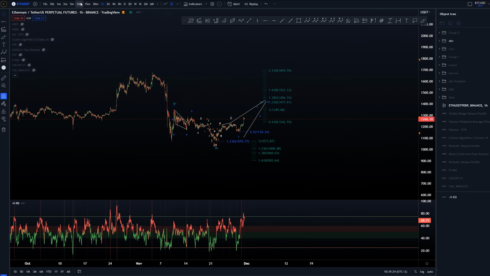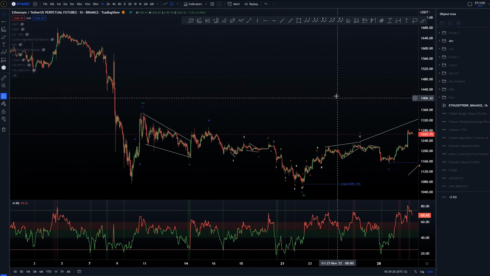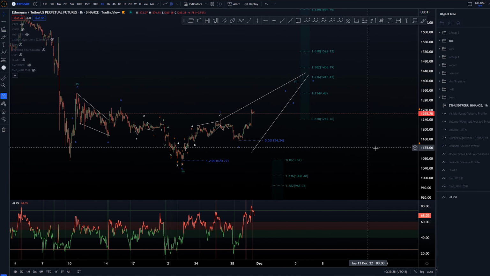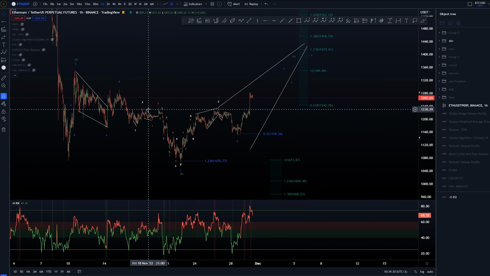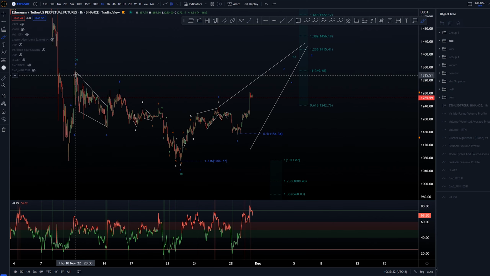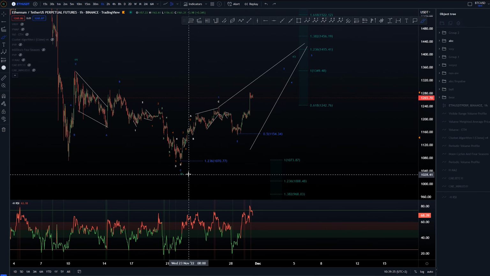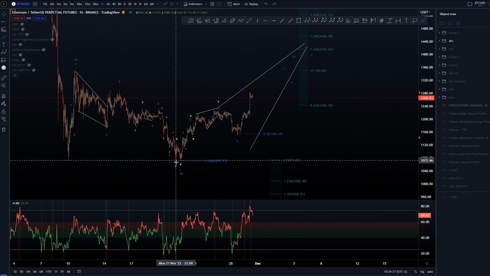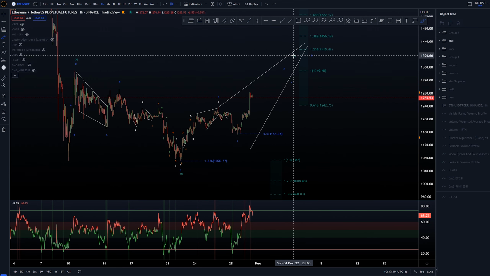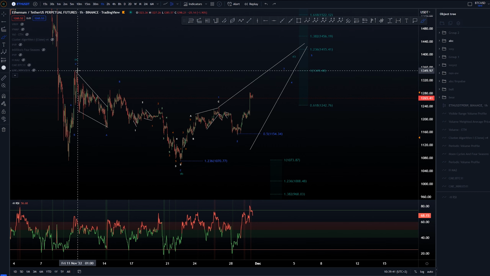Now let's dive into the smaller timeframes, the 1 hour time frame, and take a look at the possibilities here. So the overall idea has been that we had a three-way structure here for A wave, then some kind of ABC structure for B wave, and now we would be looking for that C wave. There are multiple different ways to interpret this.